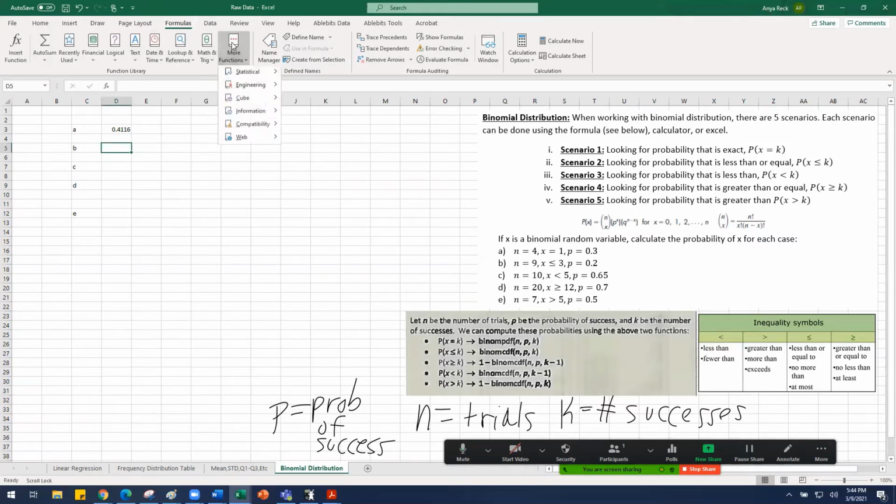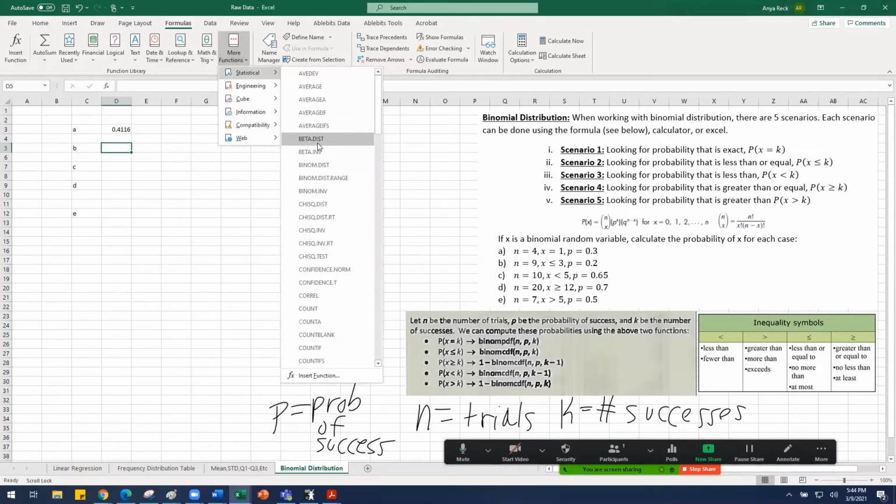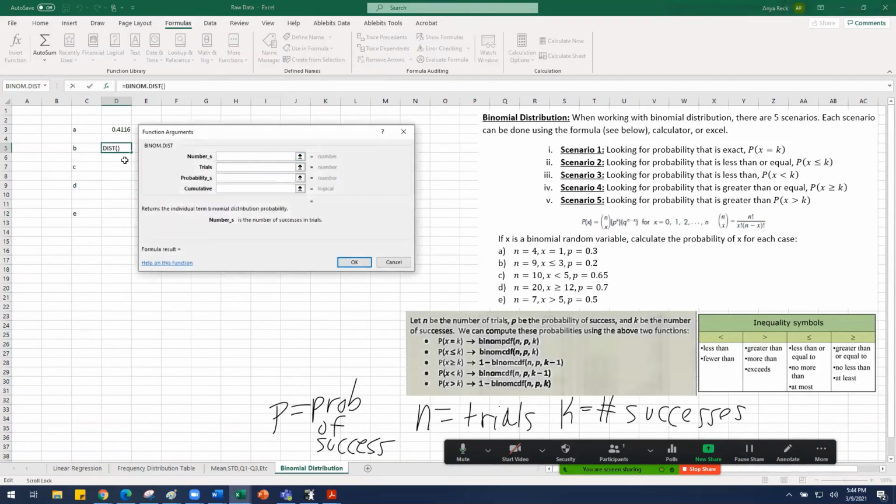So formulas, more functions, statistical, binomial distribution. Number of successes, we need the value they gave us. It says we need the K value. In this case, our K value was 3. It said X less than or equal to 3. That's the K value. Number of trials was 9. The probability of success was 0.2. And yes, this is a cumulative because it was X less than or equal to 3. We type in true.